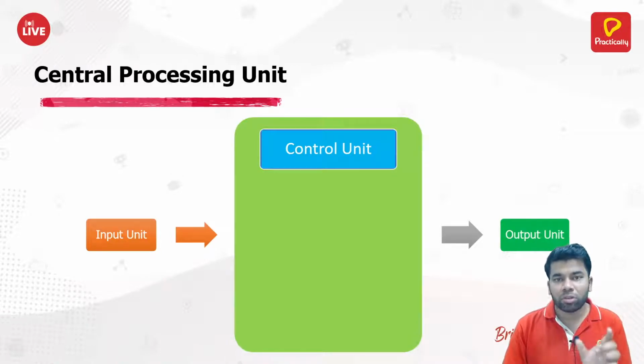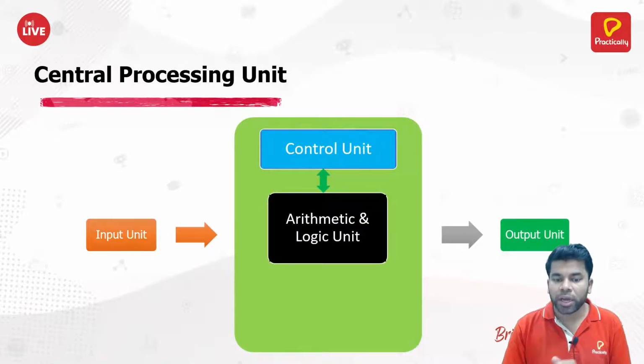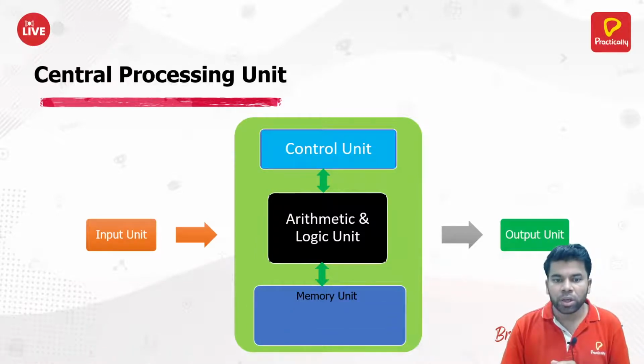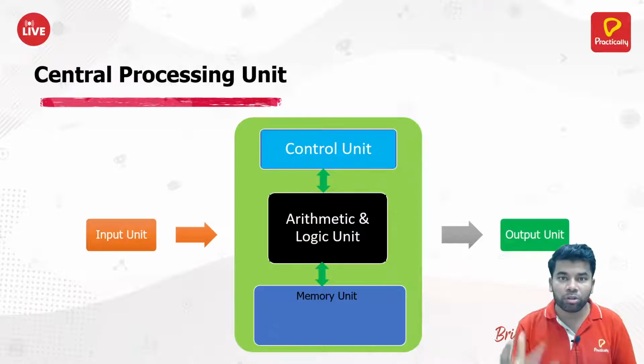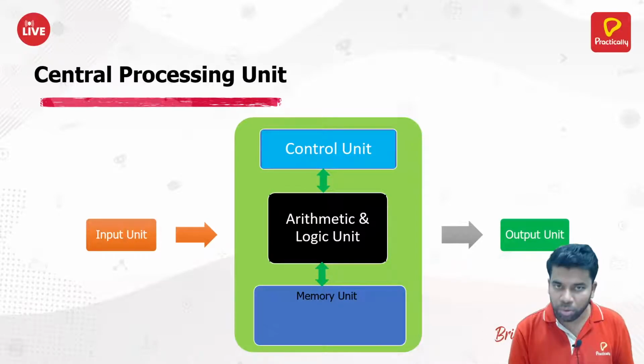The CPU contains the control unit, the arithmetic and logic unit, ALU, and then the memory unit. Processing will be done in this CPU only. So what is the work of the control unit? The control unit will assign and coordinate all the work in the computer system. It is the main controller of the tasks. Tasks will be assigned to the different parts with the help of the control unit. The control unit is going to send control signals to all the parts of the computer system.